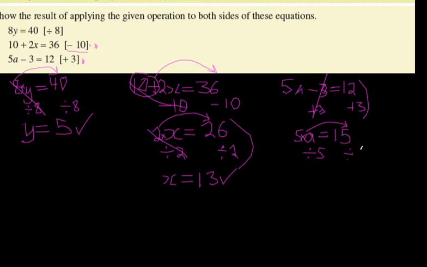So we do that to both sides. When we do that, they cancel each other out. We are left with a equals, now what's 15 divided by 5? Well, how many 5s go into 15? 3 of them do. There you go.